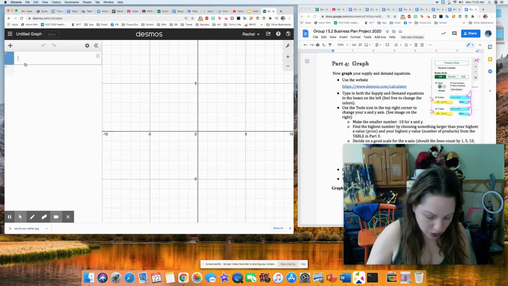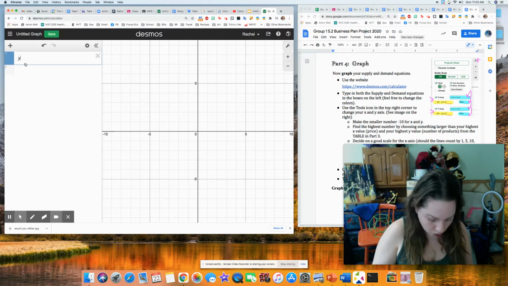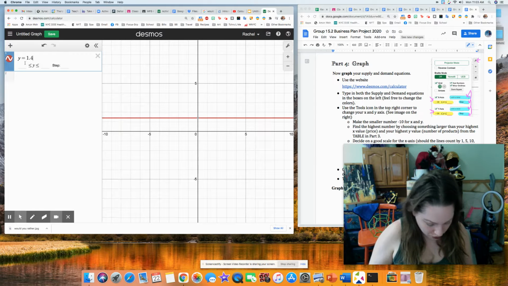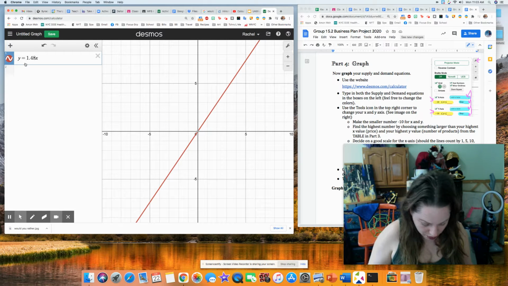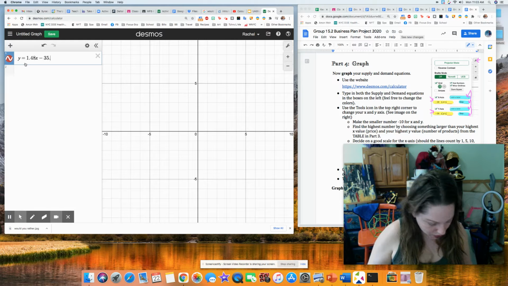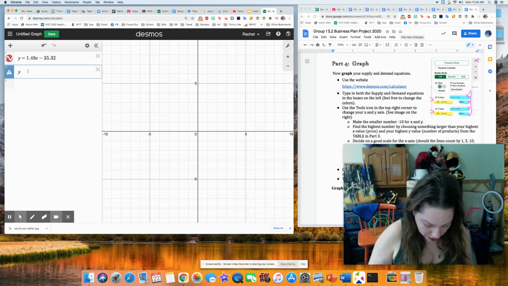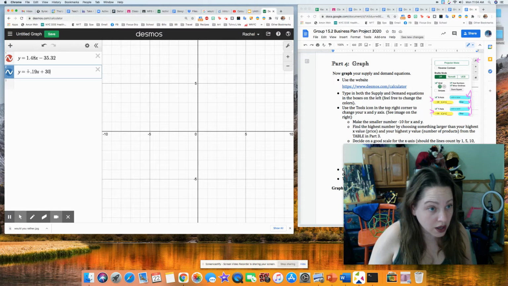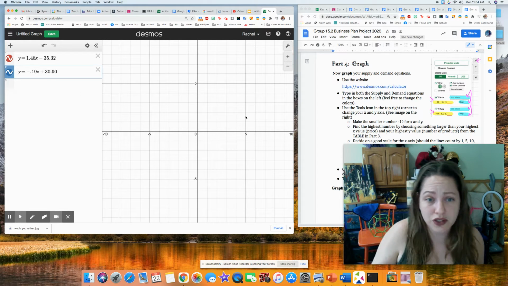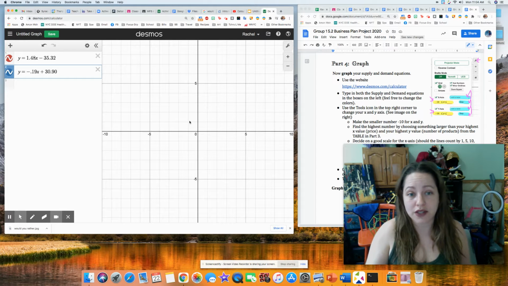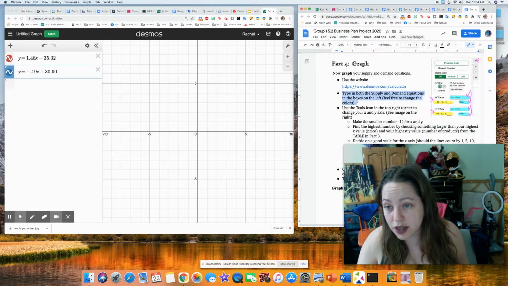So let's just say that my equations, for example, were y equals 1.48x minus 35.32. And then my other equation is y equals negative 0.19x plus 30.90. Okay, so these are my two equations. You'll see that they don't show up right now because this graph is not the right scale. So if I come back here, it says to type in the equations.